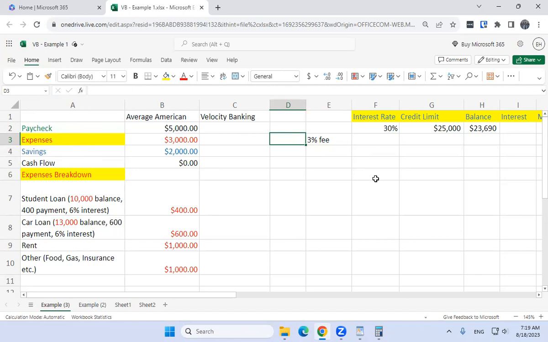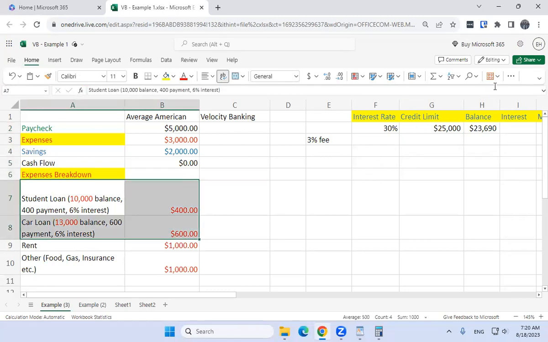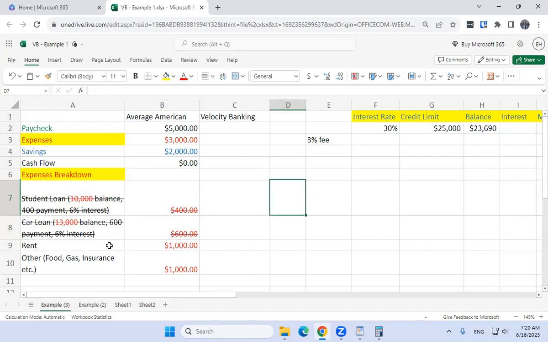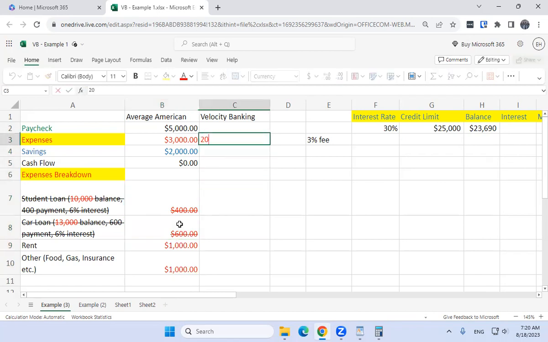So just something to be aware of with regards to your credit card options. Now, let's take a look at what happens right here once we do the balance transfer. When we transfer the entire balance, this goes away, right? So what happened to our expenses? Our expenses magically went from 3,000 to 2,000. Our income stayed the same.